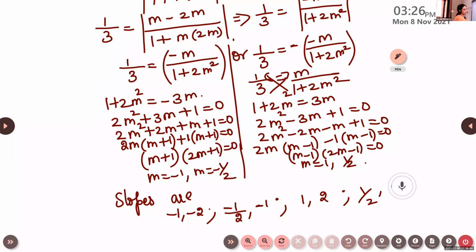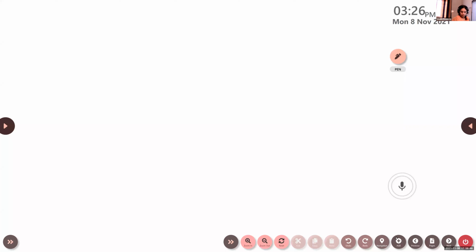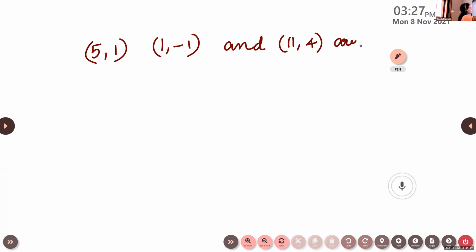Okay. Now write the next question, children. Write the next one. Using slopes, prove that the points 5, 1, 1, -1, and 11, 4 are collinear.